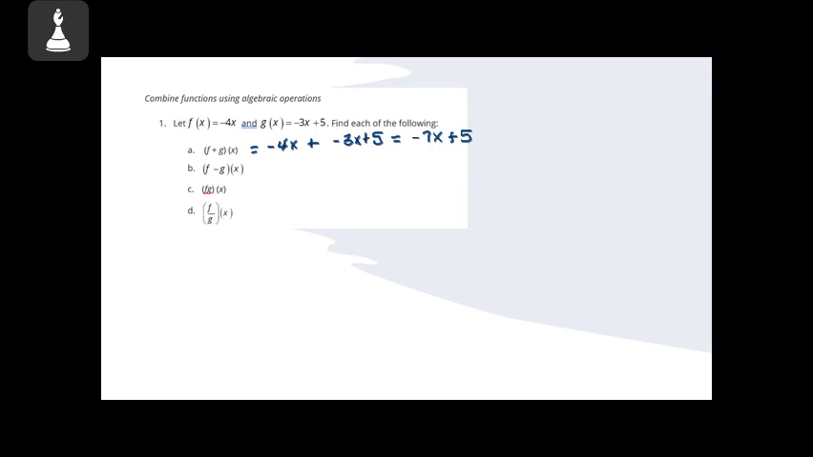B, they want us to take f and subtract g. So f minus g of x means we're going to write the f function, negative 4x, and subtract, and I'm going to put g's function in parentheses here, negative 3x plus 5. So we have negative 4x, and now I need to just subtract negative 3, which means we add 3x and subtract 5. Now combining like terms in this one, negative 4x plus 3x is negative 1x, and then we have minus 5 on the end.